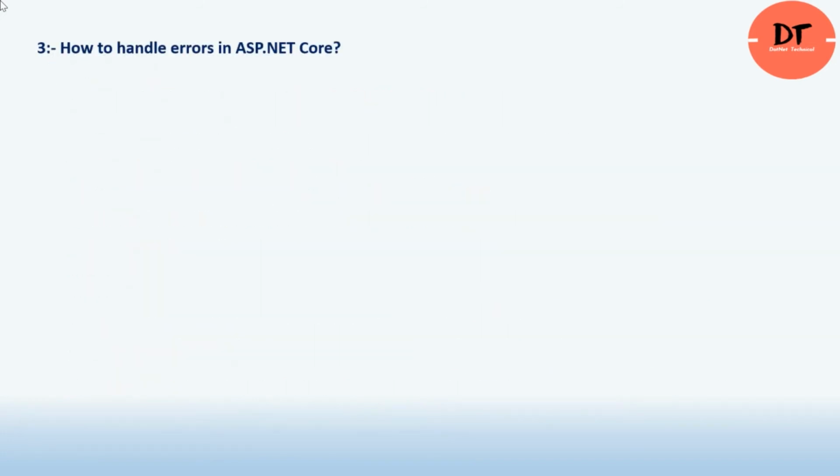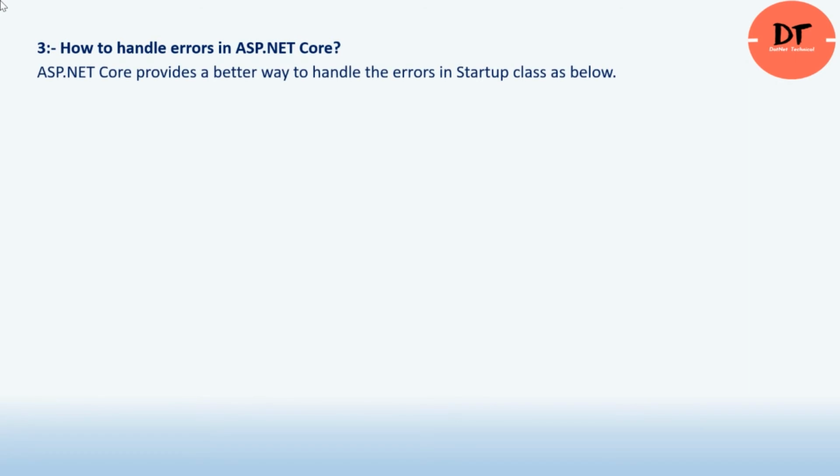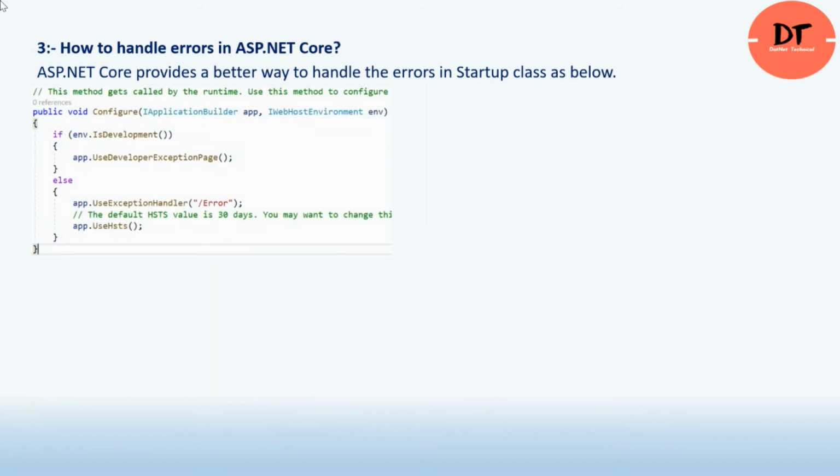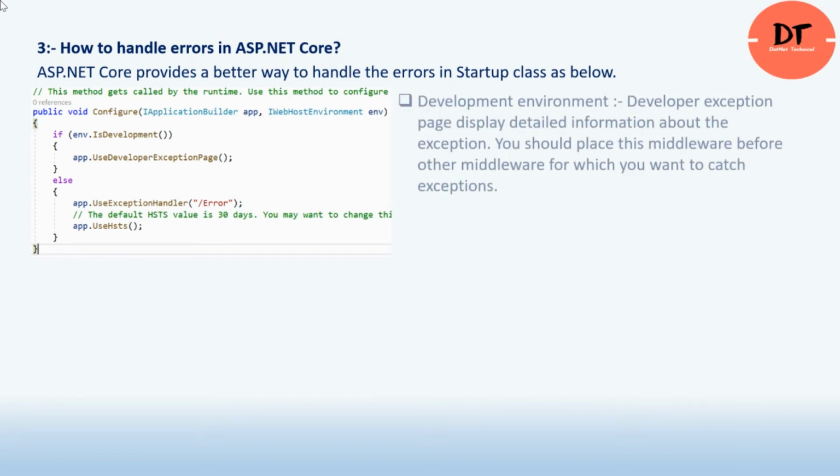The next one: how to handle errors in ASP.NET Core. ASP.NET Core provides a better way to handle errors in the Startup class as below. In this Configure method, there are two conditions: IsDevelopment and the other, non-development. In IsDevelopment, we define UseDeveloperExceptionPage, and otherwise you define UseExceptionHandler. In the development environment, the developer exception page displays detailed information about the exception. You should place this middleware before other middleware for which you want to catch exceptions at development time.